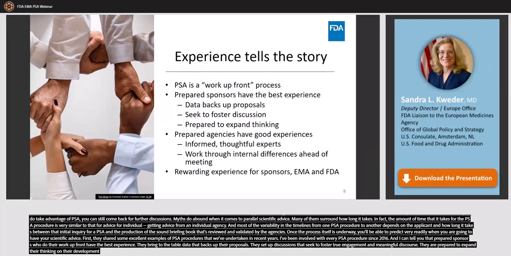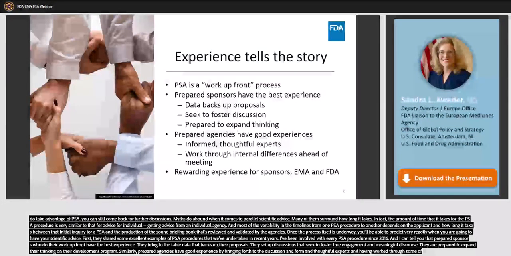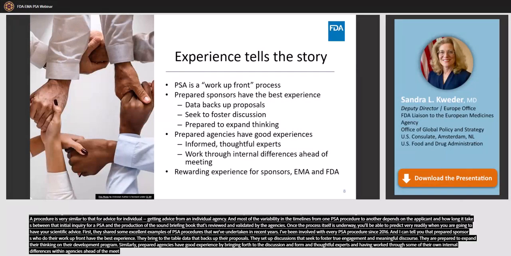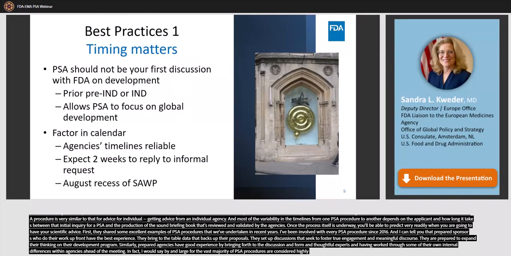Similarly, prepared agencies have good experience by bringing forth to the discussion informed and thoughtful experts and having worked through some of their own internal differences within agencies ahead of the meeting. In fact, I would say by and large, the vast majority of PSA procedures are considered highly rewarding by sponsors, EMA, and FDA. So on to best practices.